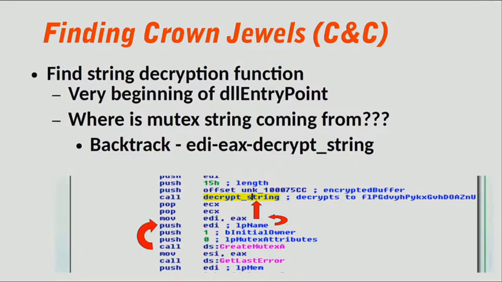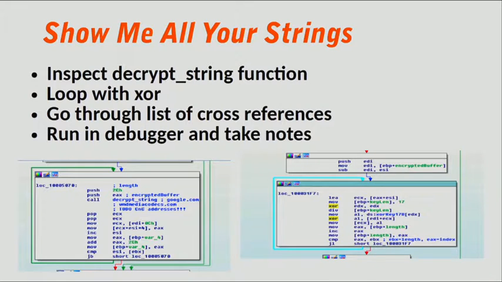Move EDI, EAX. So where does EAX come from? EAX comes from decrypt string. So this is a string function. We can run it all the time, see all the strings that the malware is hiding. So this is how the string encryption function looks like. Just kind of a loop with some XOR, so it's typical crypto stuff.